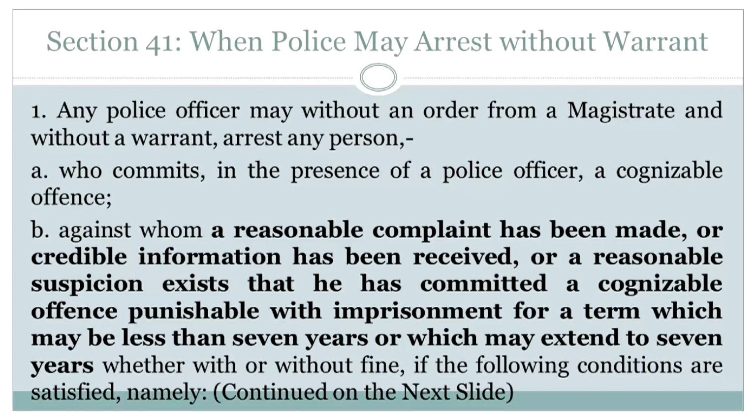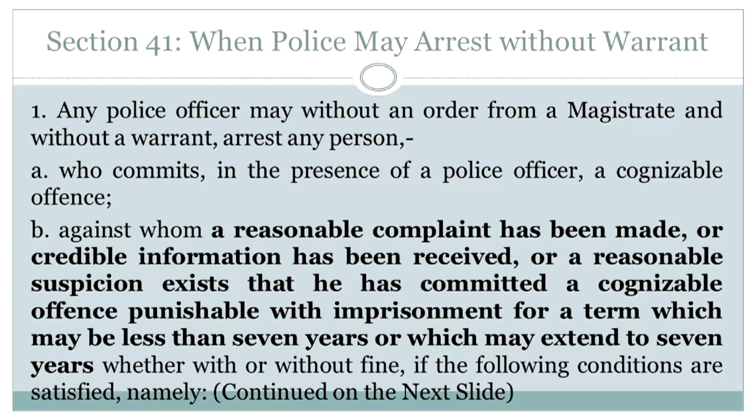Okay, now the waters get a little more muddied here. What is section 41 clause 1 subclause B saying? Basically that the police can arrest without a warrant any person against whom, note these words, so important for you to know these words without referring to the bare act, a reasonable complaint has been made or credible information has been received or a reasonable suspicion exists that he has committed a cognizable offense punishable with imprisonment for a term which may be less than 7 years or which may extend to 7 years.